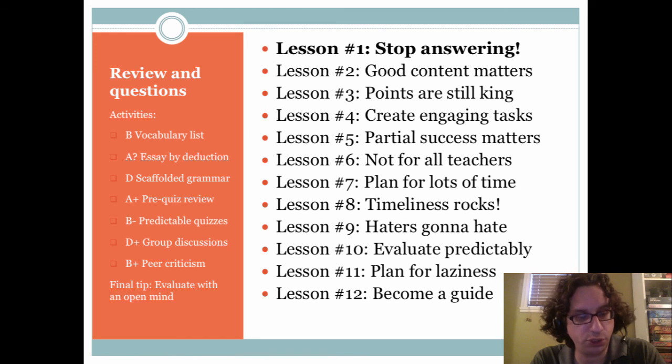Predictable quizzes, which is interesting if you've got a lot of quizzes. Group discussions, which didn't work for me, so be really careful about how you do group discussions. The how really matters. And peer criticism, which is great if you're trying to develop very advanced expertise.